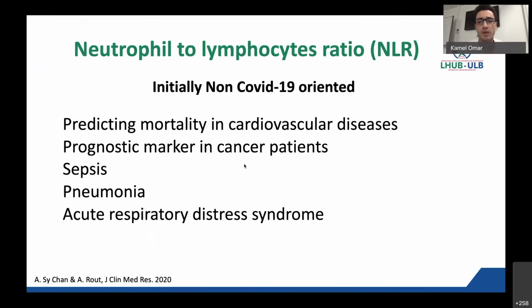So now we're going to talk about the neutrophil to lymphocyte ratio, the NLR. The NLR is easy to get. We get it by dividing the neutrophil rate by the lymphocyte one. But it was initially non-COVID-19 oriented because it was already used to predict the mortality in cardiovascular disease, as a prognostic marker in cancer patients, and used in sepsis, pneumonia, and acute respiratory distress syndrome. In COVID-19 patients, it can be used to predict the patient that's going to make a severe form and predict the patients who will need more intensive care.